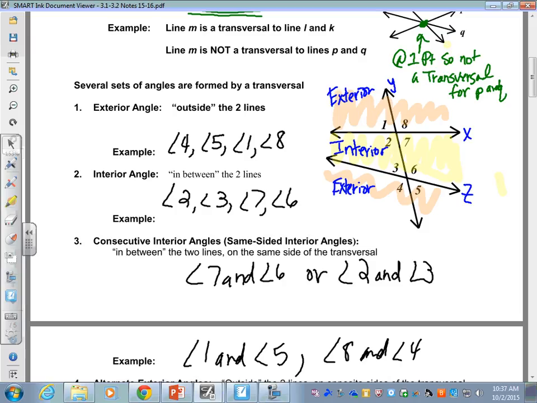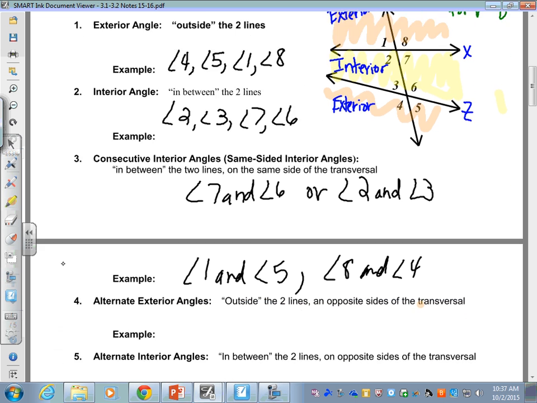Did y'all get your corresponding? 1 and 3, same side. 2 and 4, same side and same position. 8 and 6, and then 7 and 5. Yeah, one would be exterior, one would be interior. All right, so what we're going to do, we're going to alternate some things.